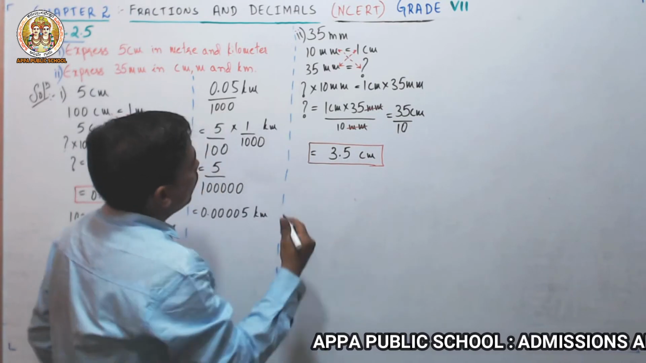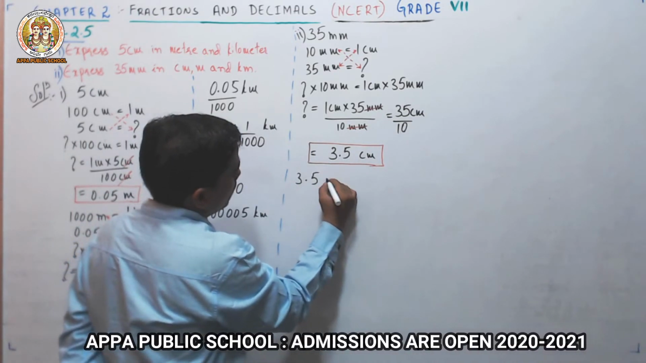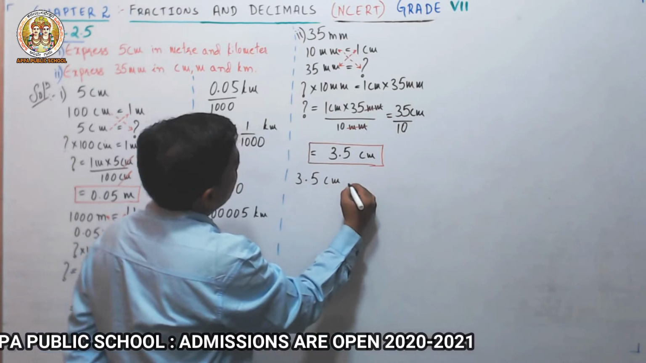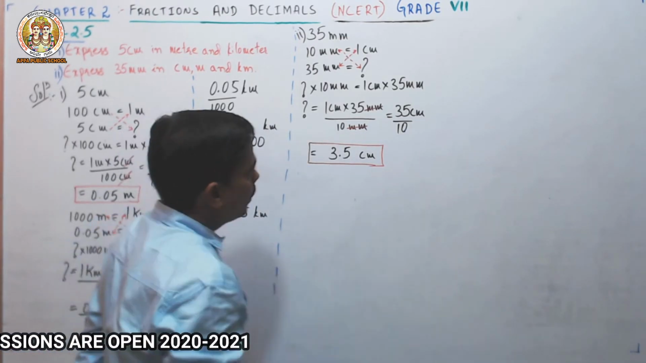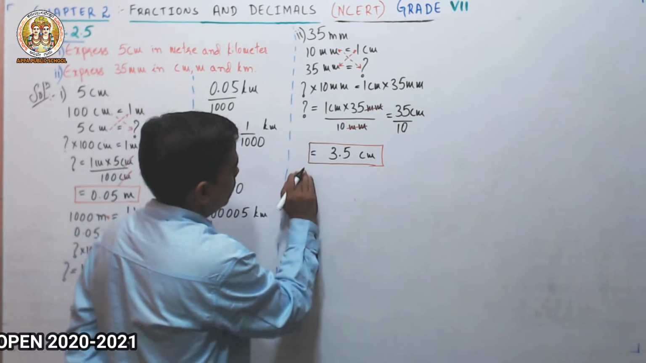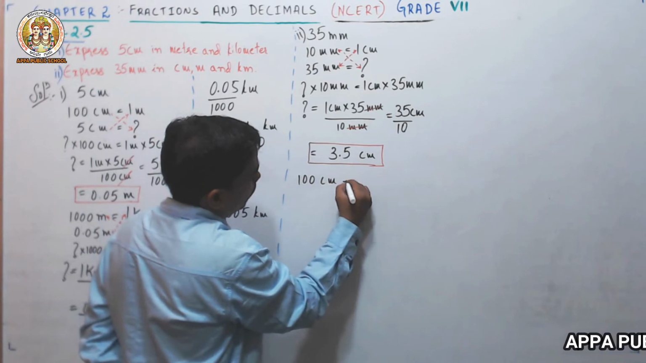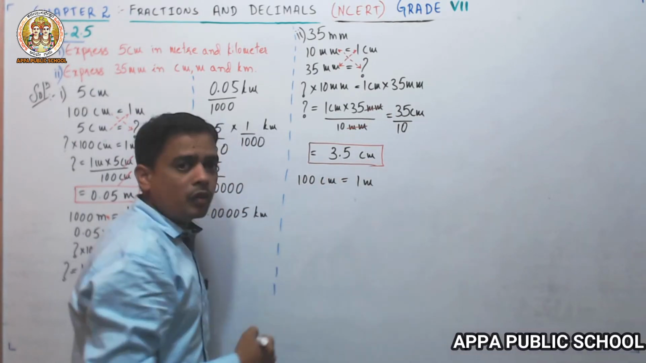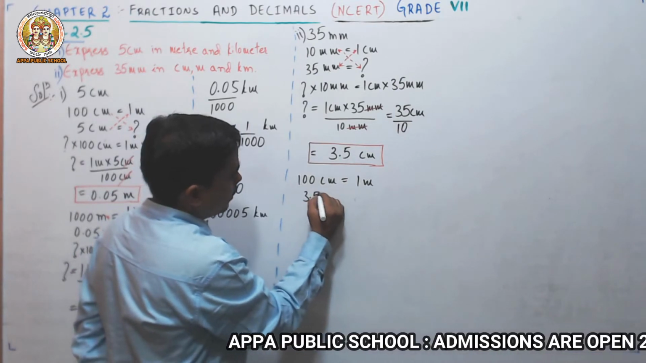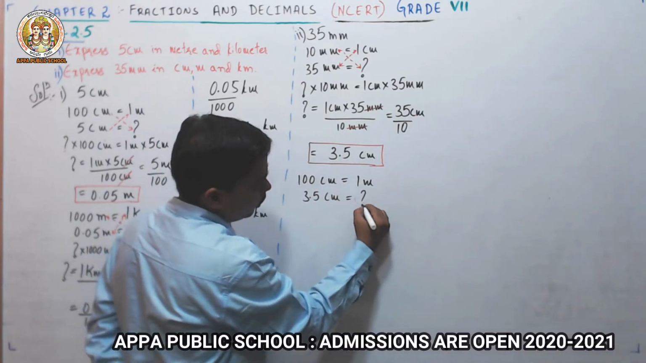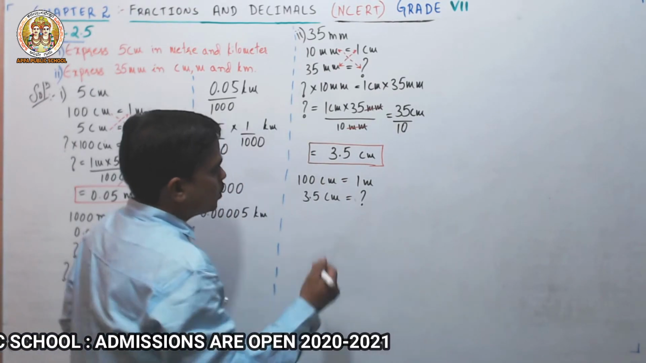Next, see here what I will do. Next I will convert this 3.5 centimeter. We know that 100 centimeter is equal to 1 meter. The centimeter we have to convert into meter. Next, 3.5 centimeter is equal to how much? So once again, what do you do? Cross multiplication. You cross multiply these two.